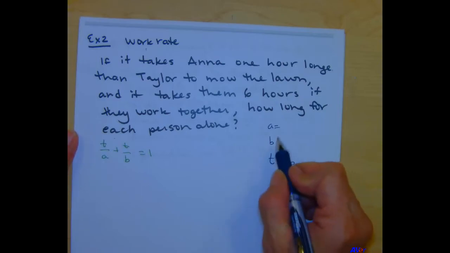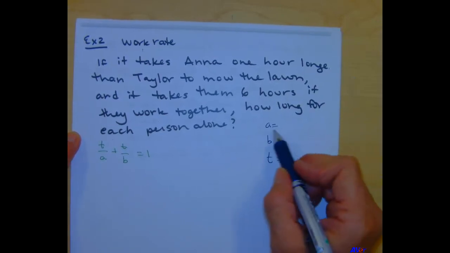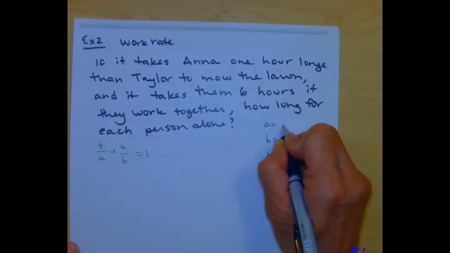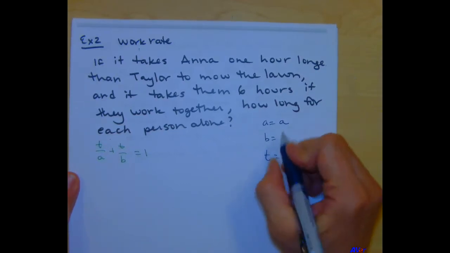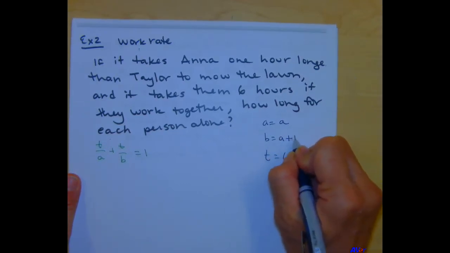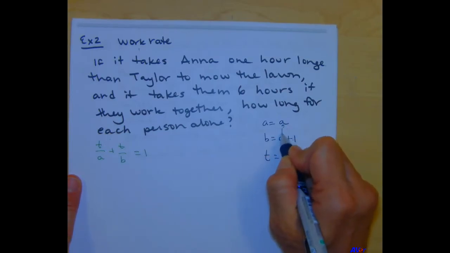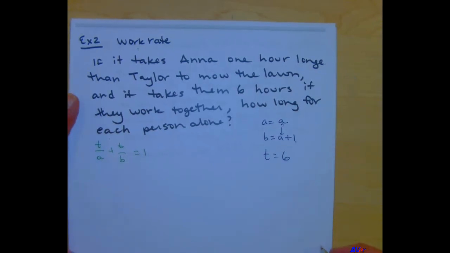Right, so Anna takes 1 hour longer than Taylor. So if A is the amount of time for one person, the other person takes 1 hour longer, so the same amount of time, A, plus an additional hour. So what is that going to do when we plug those into our formula?